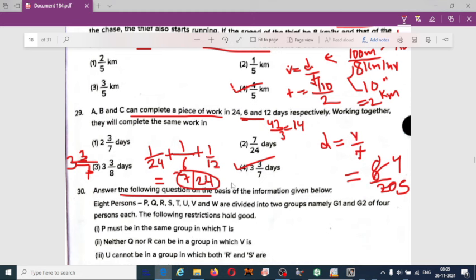So you have to take the reciprocal here, 24 by 7, and you can write it in the fraction, then you will get the option 4th.